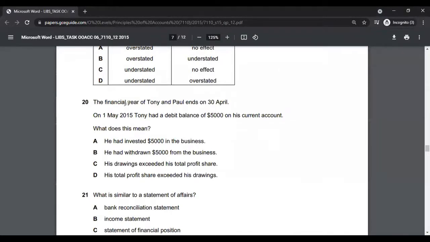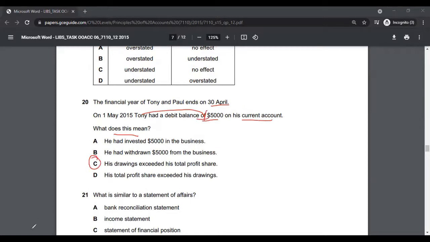Multiple choice 20. The financial year for Tony and Paul ends on 30th April. On 1st May 2015, Tony had a debit balance of 5,000 on his current account. What does this mean? Tony has a debit balance of $5,000. His drawings exceeded his total profit share. So the answer to multiple choice 20 would be option C.